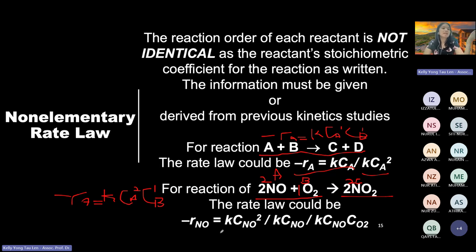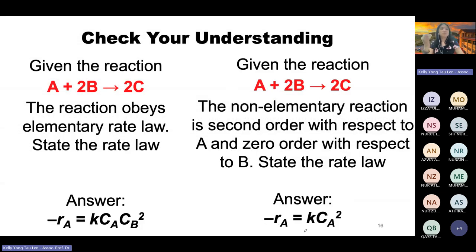For example, I say it is a second order with respect to A, zero order with respect to B. So minus RA equals to KCA power of 2. If I say it's first order with respect to A and zero order with respect to B, then I get minus RA equals to KCA, so on and so forth. So maksudnya, konsep paling senang, elementary, tengok persamaan tindak balas. Non-elementary, information has to be given to you. Okay, so that's the important part of this lesson.